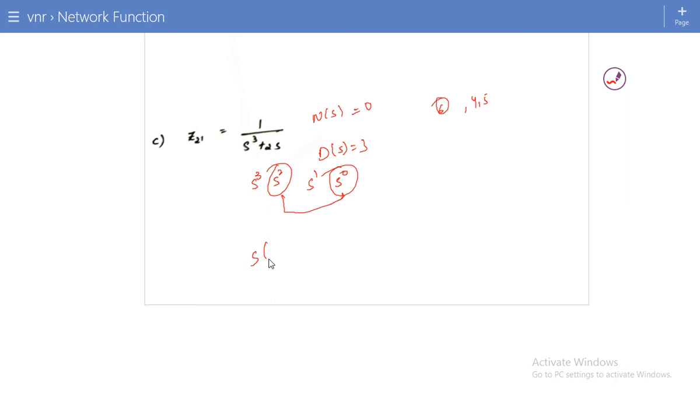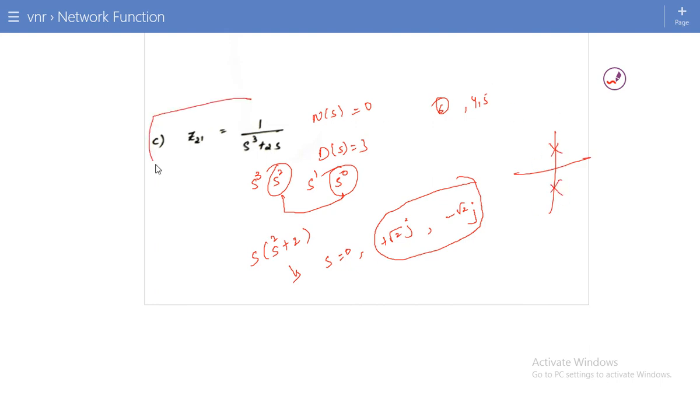What are the poles? From s times s square plus 2, s equal to 0 is one of the poles, plus root 2j is another pole, and minus root 2j is another pole. So all the poles we are getting on the imaginary axis are simple poles and they are conjugates, so all the conditions are satisfied by the third function. So the third function represents a transfer function. The first two functions are not proper transfer functions.